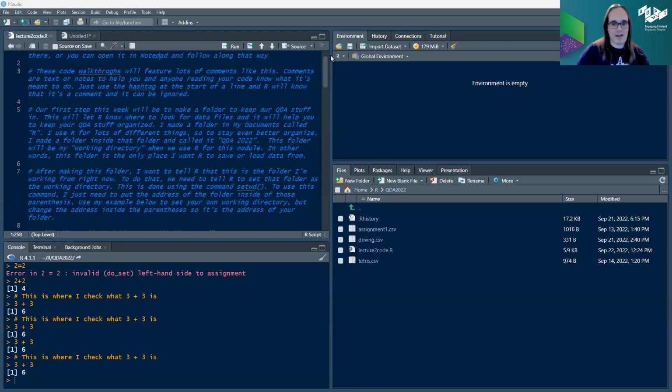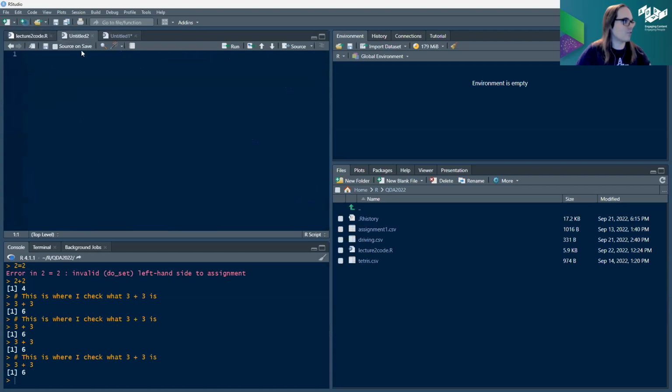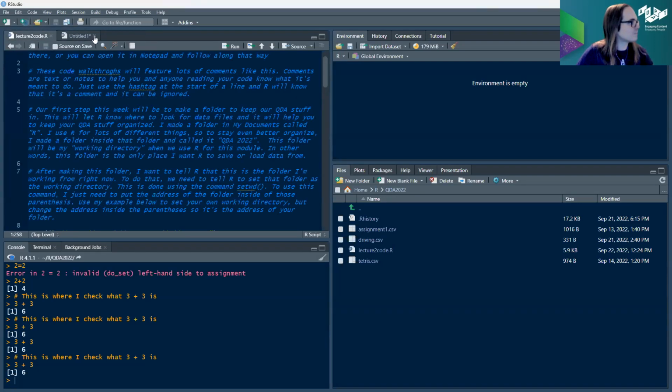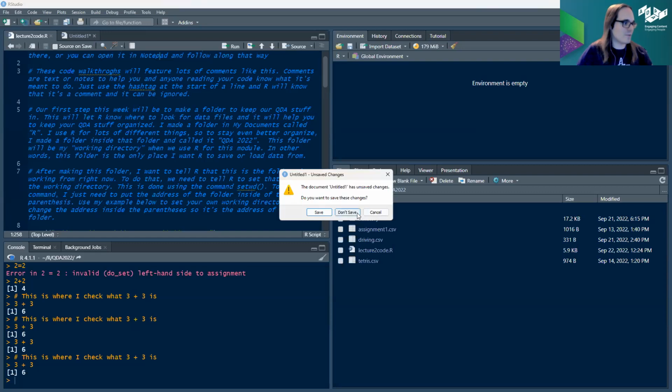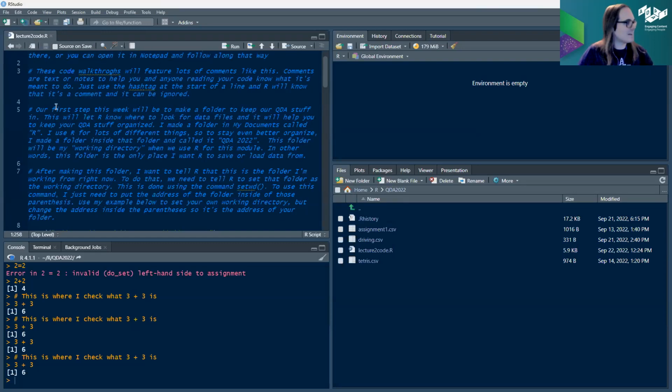Someone asked, can you show how to make a new untitled script? So just up here, there's a button for a new script. You just click the new button, hit R script, and you get a new blank script. So I'm going to close my blank script. I'm not going to save it because it's blank.